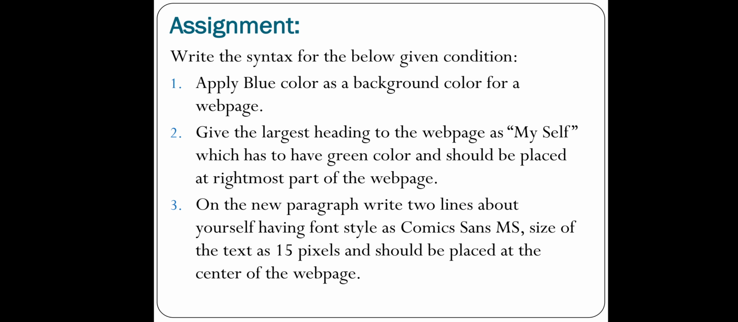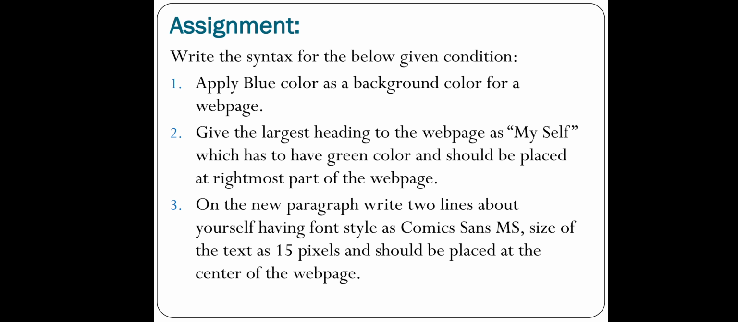What is the third expectation or condition? We'll see. On the new paragraph. Paragraph means which tag you have to use? P tag. So now the P tag will be our third selector to which we have to apply styling, and what all styling is to be applied is given. So on the new paragraph, write 2 lines about yourself. Means you have to write any 2 lines about yourself in the P tag, and you have to give the font style as Comic Sans MS. Means the font style property you have to use.